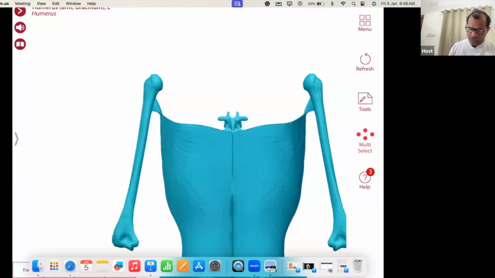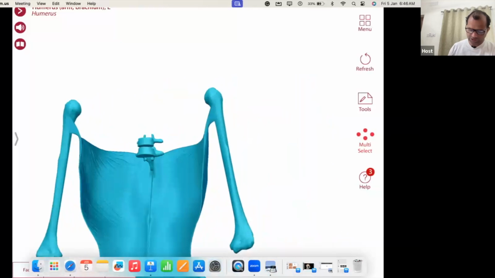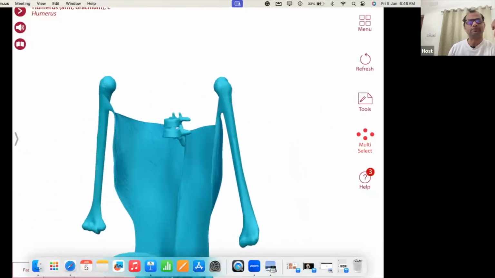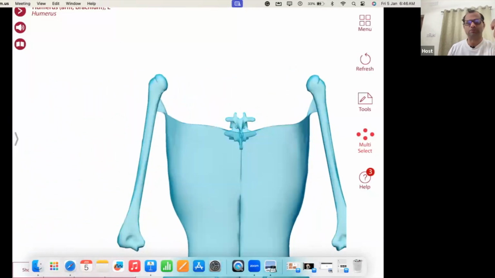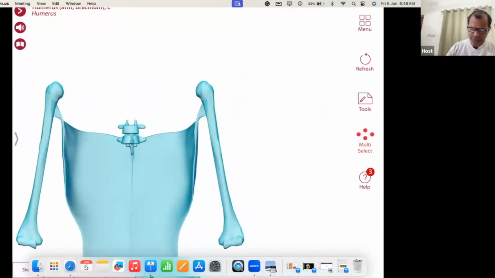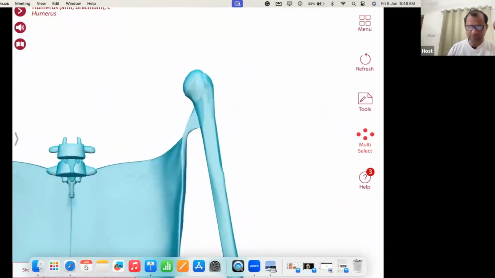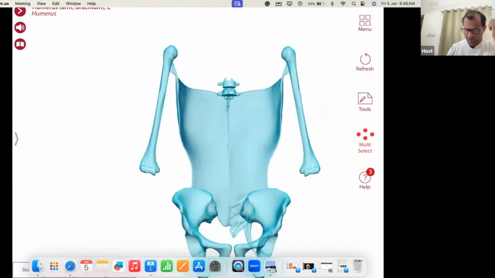you can see how this muscle is attached with the humerus bone. हमारे हाथों की humerus bone से attached है. We can see the connection. This is the connection of the latissimus dorsi. हमारे arm की humerus bone से connected है.